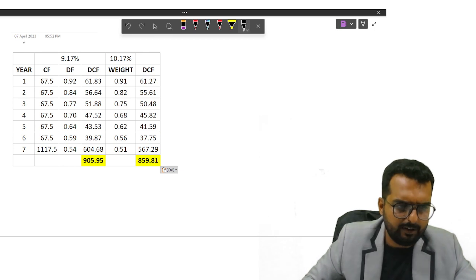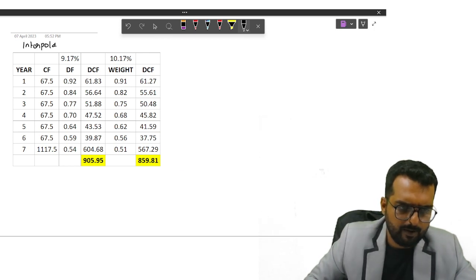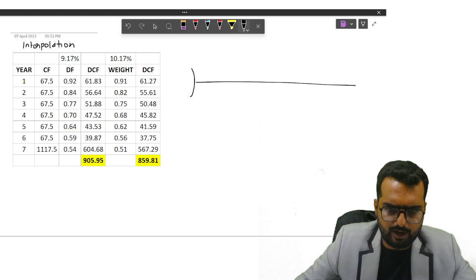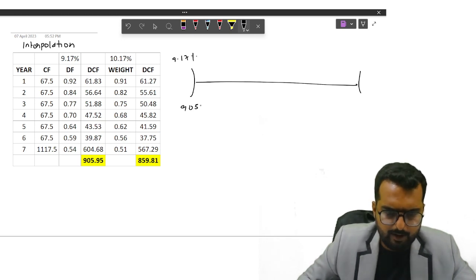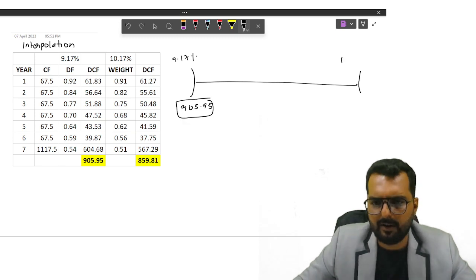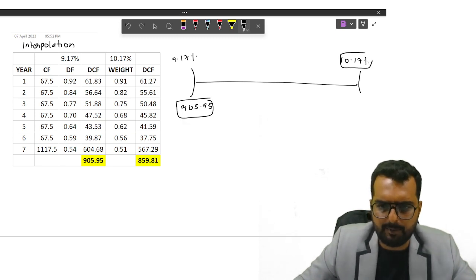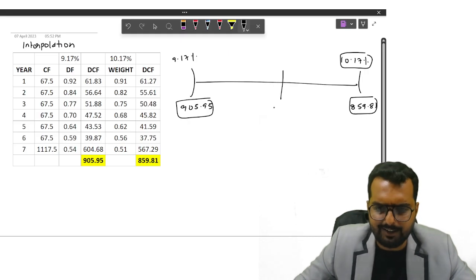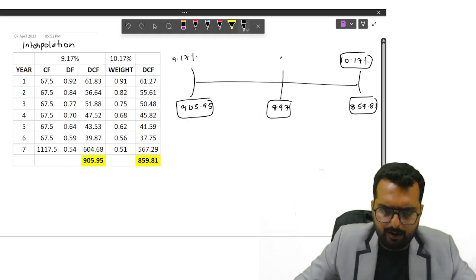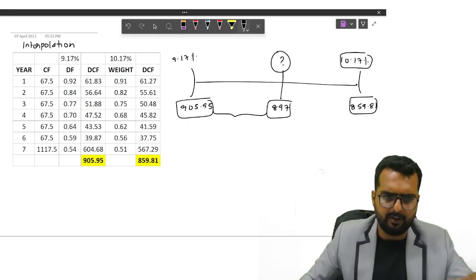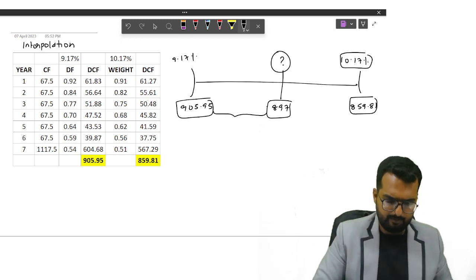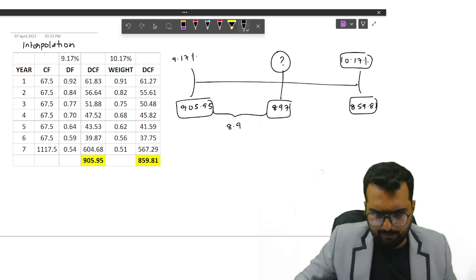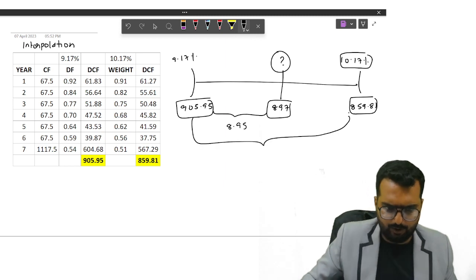Okay, so I'll call it interpolation. So friends, how do we do interpolation now? I'll draw a chart. At 9.17%, you are getting 905.95. At 10.17%, you are getting the number as 859.81. What is the exact number you are looking at right now? 897 is what you are looking at. Am I right? So here to here, what is the distance? Is it 8.95? Here to here, what is the distance?